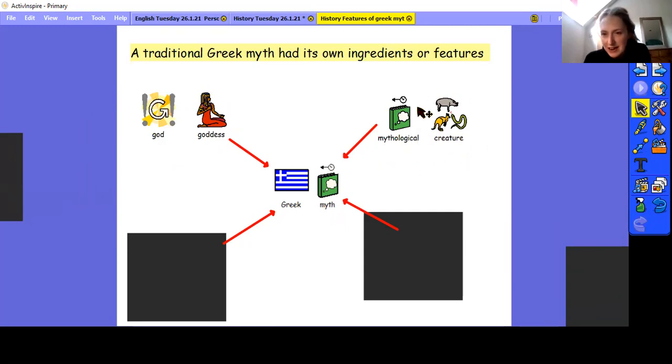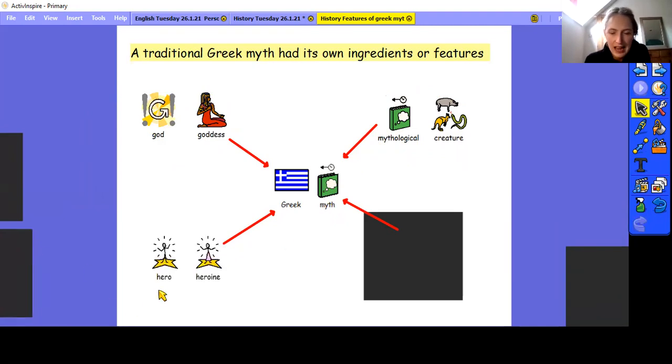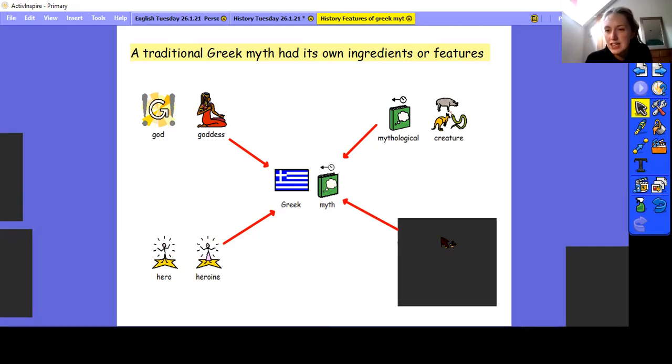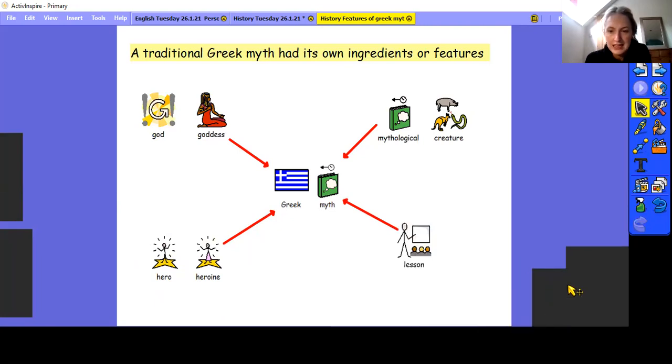And we also often have these mythological creatures, so creatures that are a bit made up, maybe a bit magical, that play a key part in the stories as well. Then we've got our heroes or our heroines. So hero is a sort of main character that's a man, and a heroine is the female version of that. And the final thing, which isn't in all of the stories, but is in some of them, is a lesson. So from reading the story, from listening to the story, from hearing the story, you would learn something about maybe how it's a good way to live your life, or about some of the mistakes that other people have made, so you don't make those mistakes too.